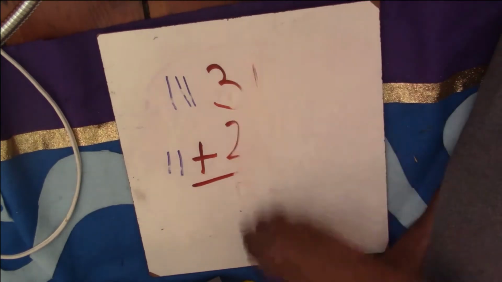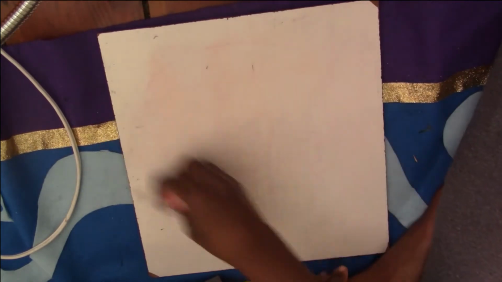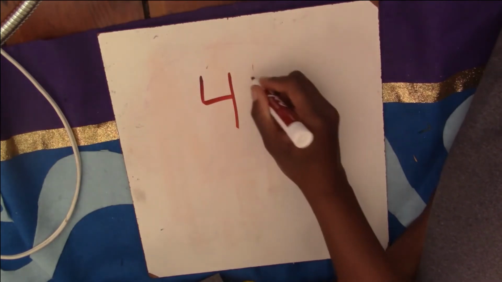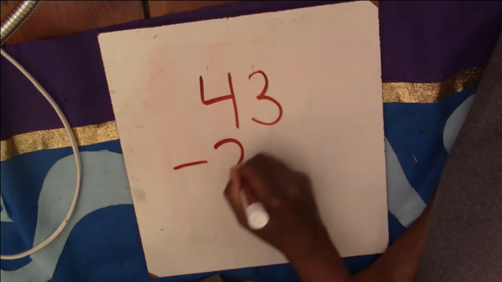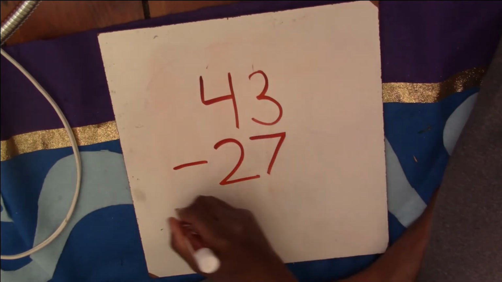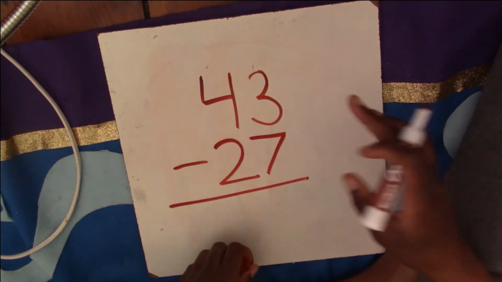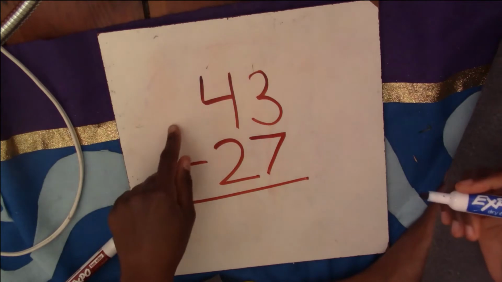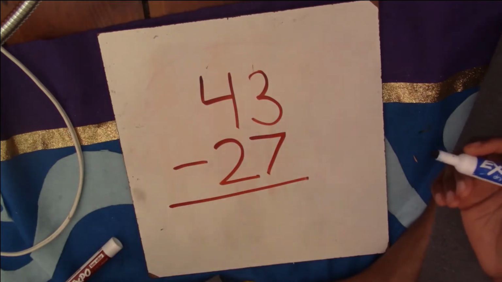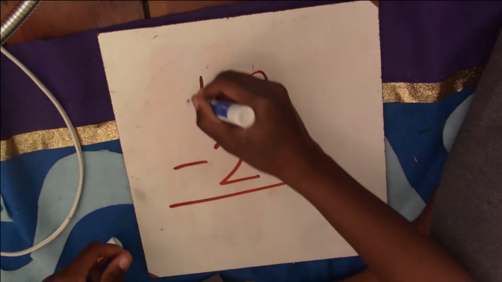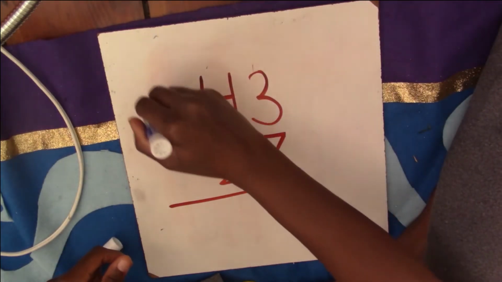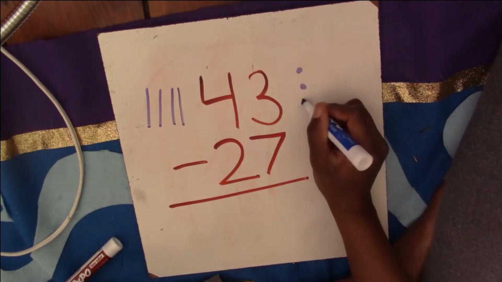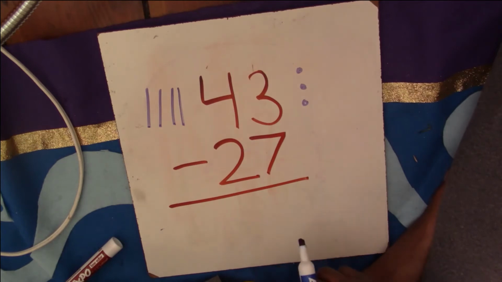Let's do another one. Let's do a subtraction problem. For a subtraction problem, I'm going to go ahead and draw my top number, or my larger number. I'm going to start with my tens. So I have 4 tens: 10, 20, 30, 40. And I have 3 ones: 1, 2, 3.